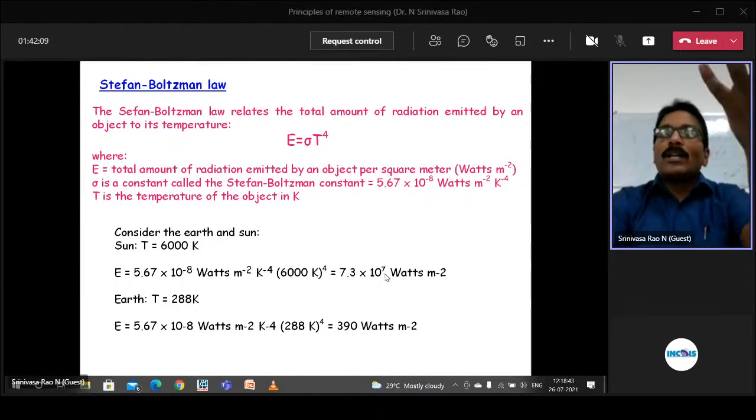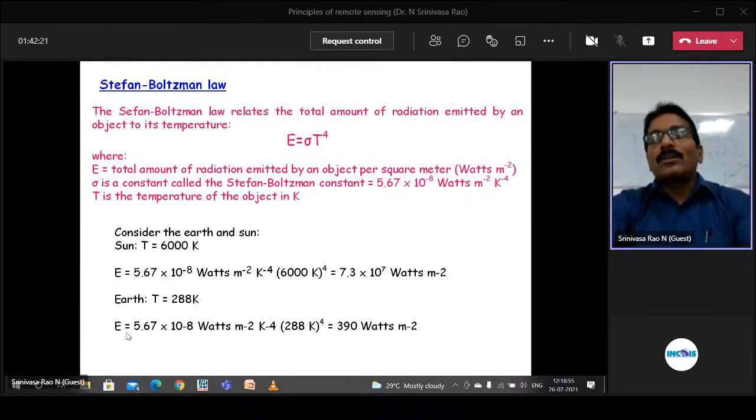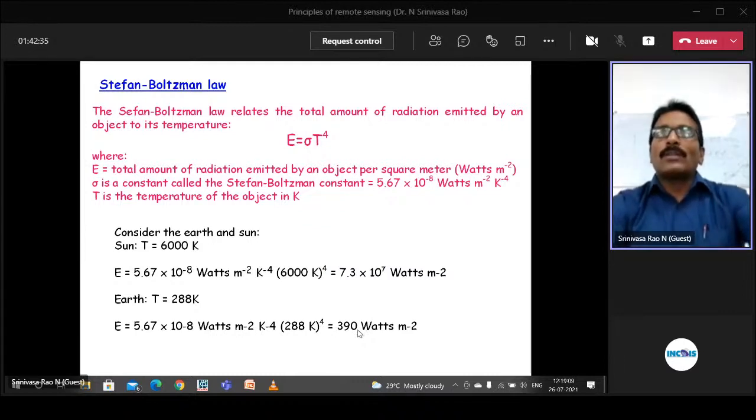This much energy, on every square meter area over the earth from the sun, is falling on the earth. Now, the temperature of the earth is 288 Kelvin. Then E equals 5.67 substituted, and if you solve this, it finally gives 390 watts per meter square. You see how much is incident and how much is emitting. Almost negligible. That means whatever energy falls on the earth is absorbed completely. That's why we call it more near to a black body.